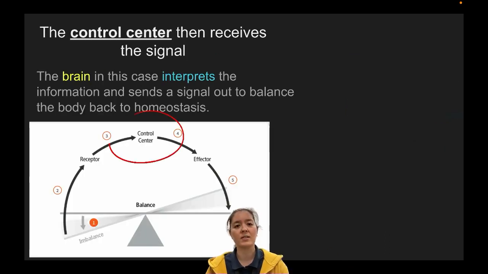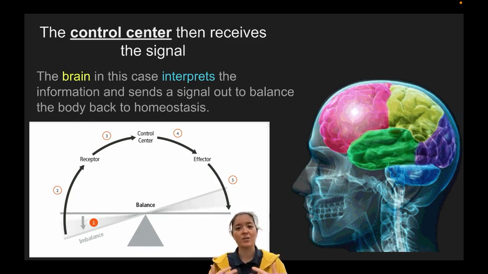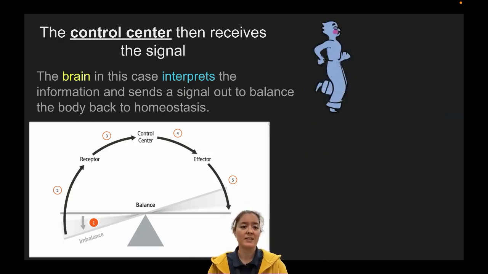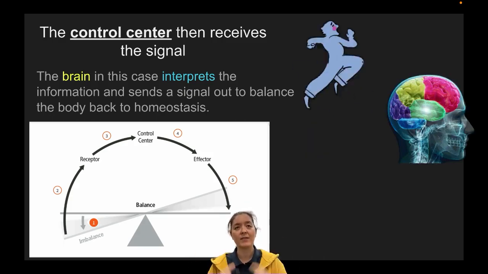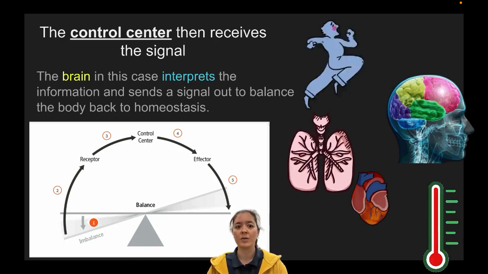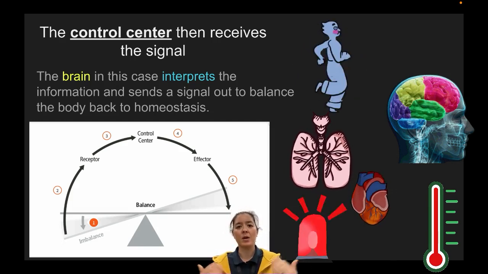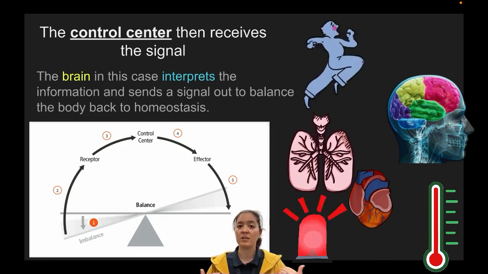The control center then will receive those signals from our receptors. For humans, the control center is our brain. Our brain is what's controlling our whole body. It receives those signals and tries to figure out what to do about it. So in this example, our brain interprets that information. Okay, we're using more oxygen and our body's getting a lot warmer. We need to do something about it to put our body back into balance so we don't get hurt or sick.